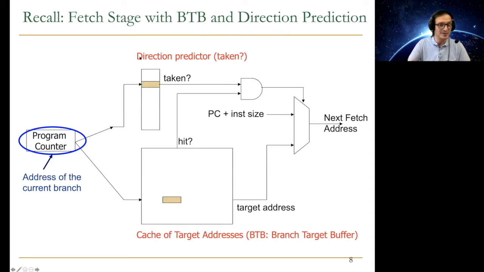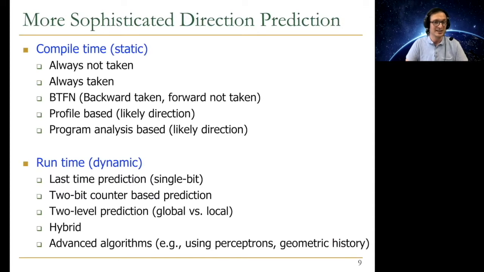And we have actually been talking about how to build this direction predictor, except that the direction predictor has been compile time so far. Remember, we talked about the basic prediction mechanism, always not taken. In fact, we talked about it when we built the pipelined processor, not even in the last lecture. We talked about always taken prediction, backward taken forward not taken prediction, compiler-based profiling, and program analysis-based prediction. So these are all static prediction.